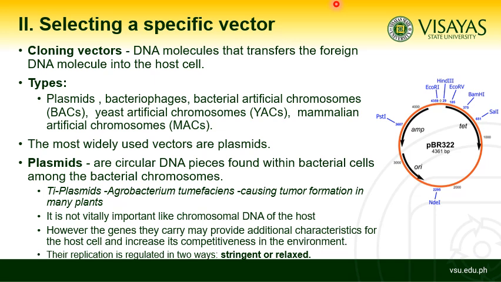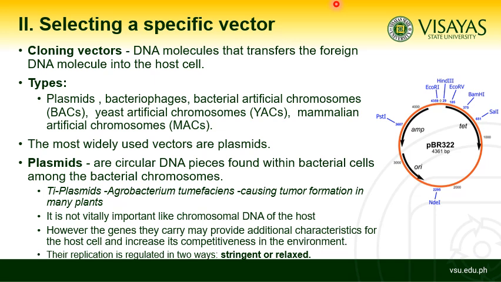So these are each with different insert sizes, and it depends on the size of the insert. So when selecting a vector, we should also consider the insert size. What is the size of our gene of interest? What is the size of the vector? What is the size of the restriction fragment? And also the efficiency of the cloning. The cloning vectors also affect the efficiency of the cloning.